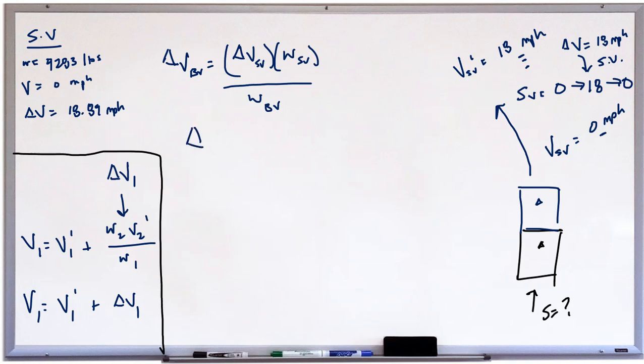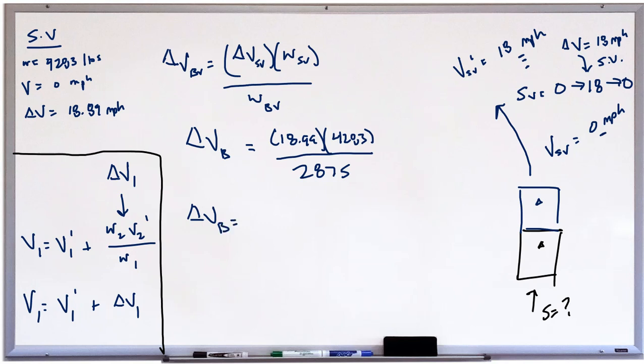So we'll say that delta V for the bullet vehicle is going to be equal to the delta V of the stop vehicle, which was 18.99, times the weight of the stop vehicle, which is, let's see, 4,283 pounds, divided by the weight of the moving vehicle of 2,875 pounds.